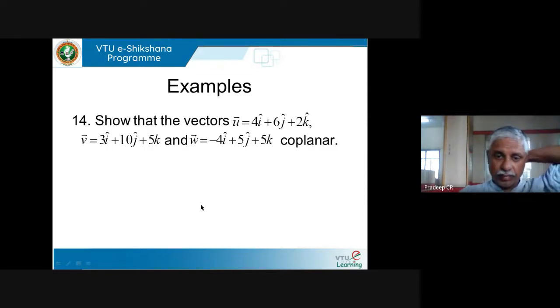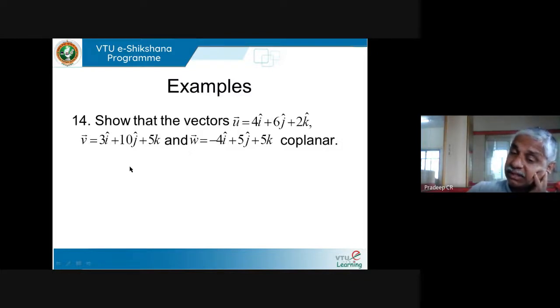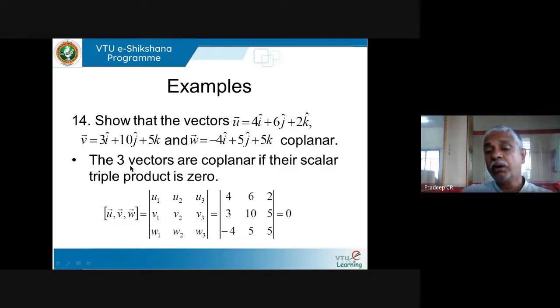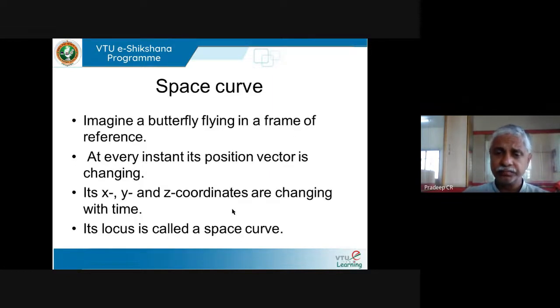You can check. Show that these vectors are coplanar. Now you want to show these three vectors are coplanar, that means the volume of the parallelepiped of these three is zero. That's what I told you. So check what their scalar triple product is. If it is zero, they are coplanar. So that's what is written here: three vectors are coplanar if their scalar triple product is zero. How do I find the scalar triple product? Same definition. You evaluate this determinant with the first row as components of u, the second row as components of v, the third row as components of w, and you get this to be zero. You can evaluate this determinant on your own.